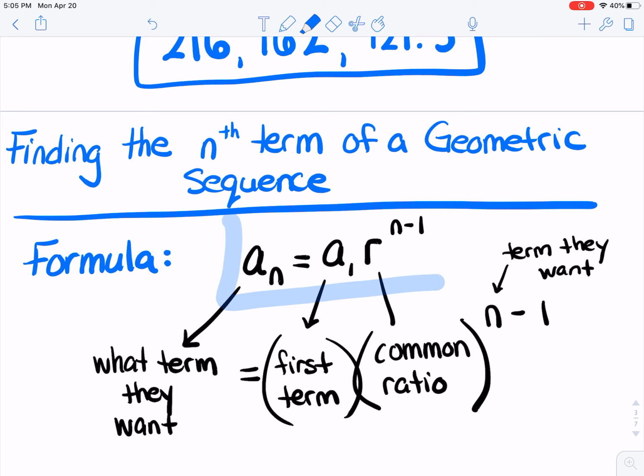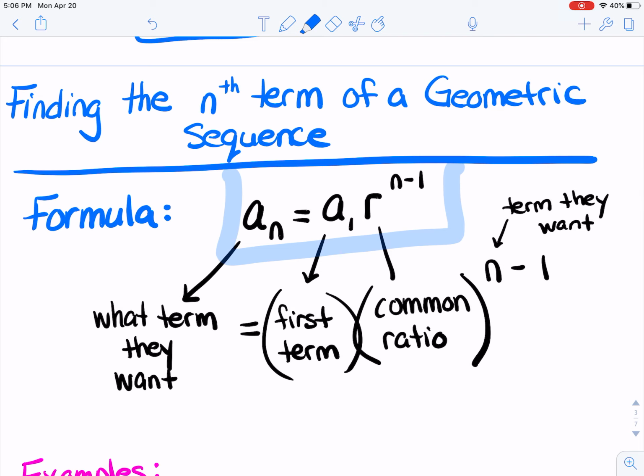The formula: a_n equals a_1 times r to the n minus 1 power. Broken down, a_n is the nth term. That was the same with arithmetic sequence. That's what term do they want? If I said the 55th term, what is the 55th term? That is what you're trying to solve for.